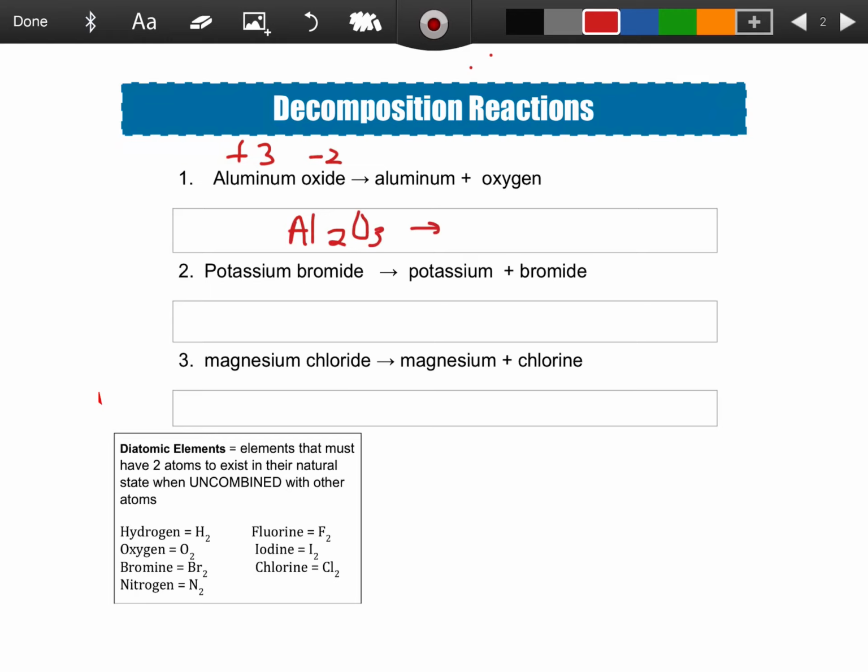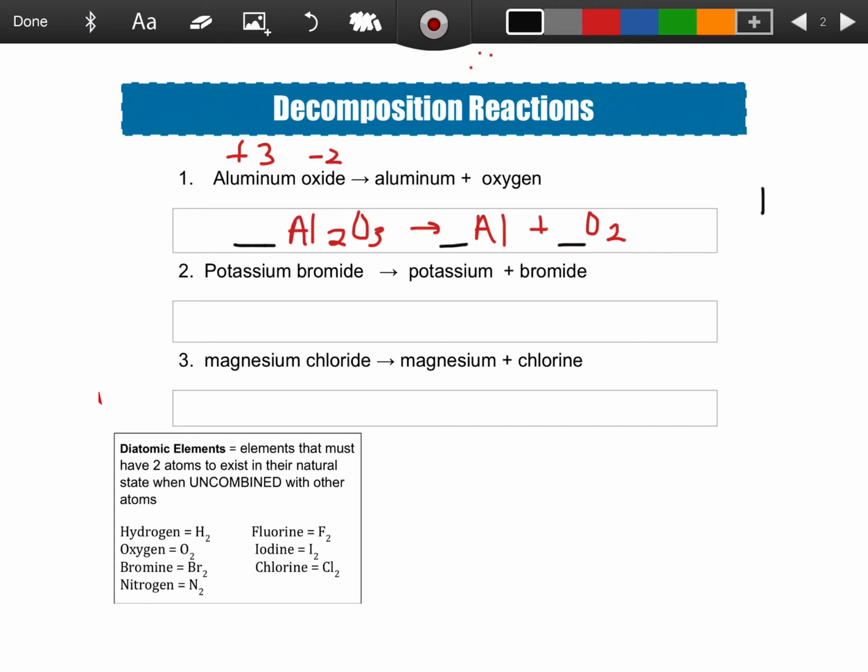All right, aluminum oxide forms aluminum. Aluminum is just Al by itself, but oxygen, if you remember from down here, is diatomic. So that's why oxygen has to be O2. So don't forget to look at your list of diatomic elements at the bottom. All right, so this is my skeleton equation. Now I have to add my coefficients to make a balanced equation, to balance out the number of atoms.